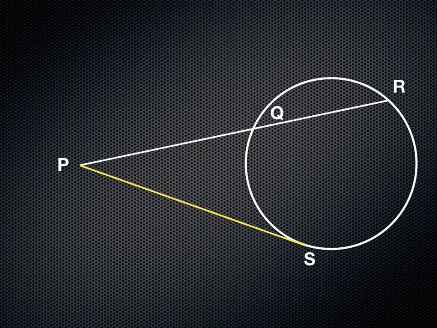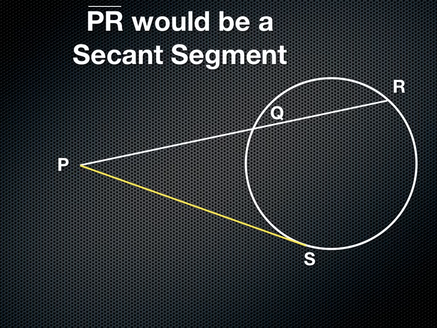I need to talk about a couple of different terms with you. The first term would be referring to PR. If you notice, segment PR would be secant to my circle because it goes and it touches the circle at point R and it goes through the circle at point Q. So it's touching the circle at two different parts. We would call this a secant segment. If you notice, we call it a segment because it ends at point P and it ends at point R. It is not a line that goes through.